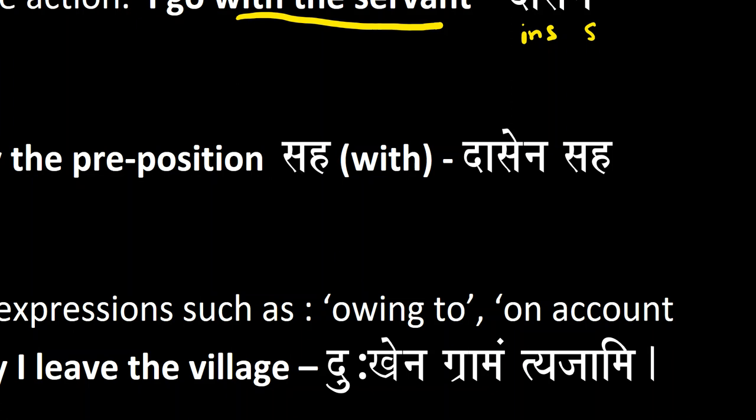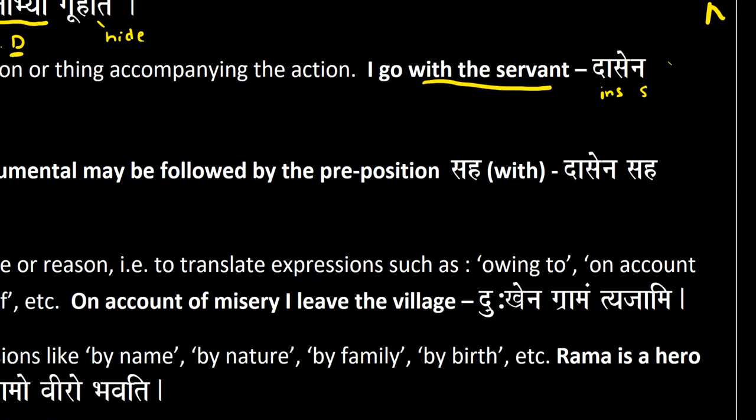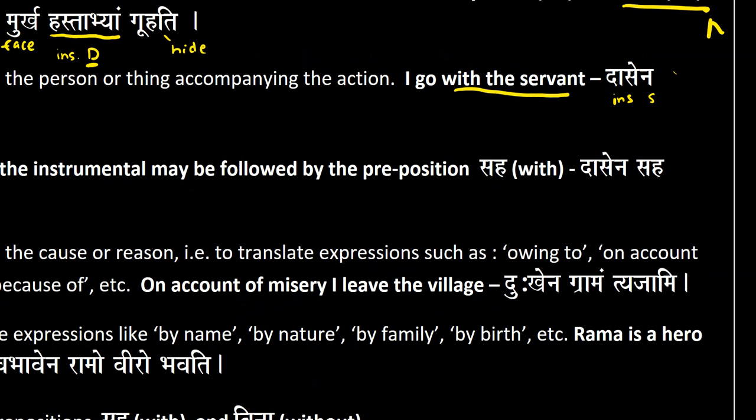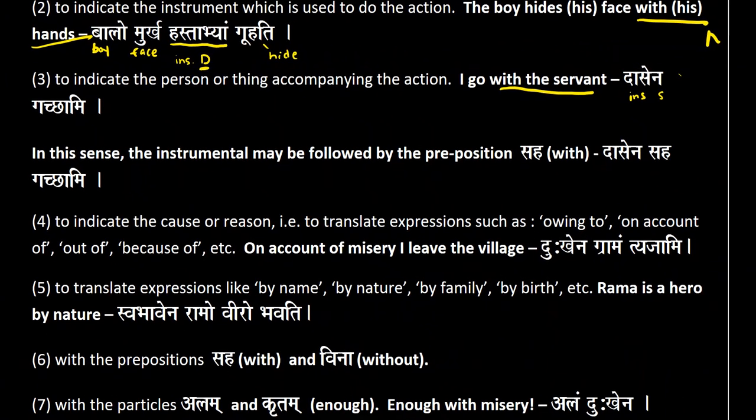Saha is going to call for the use of that noun to be declined in the instrumental case. So even though dasena gachami means I go with the servant, even though the meaning is in the sentence itself without saha, you could put in saha to make it a little bit more fancy. And just remember, when you're using saha, make sure that what you're talking about, if it's with the servant, is in the instrumental case.